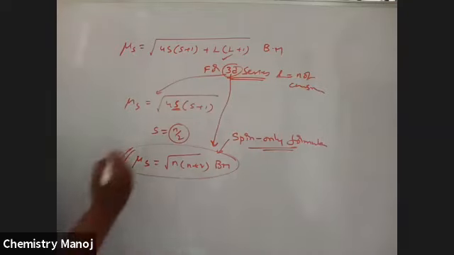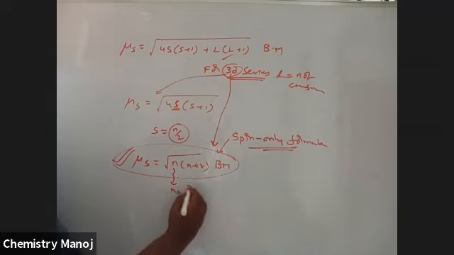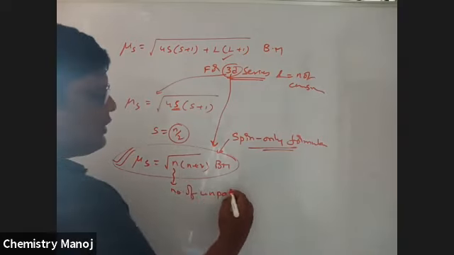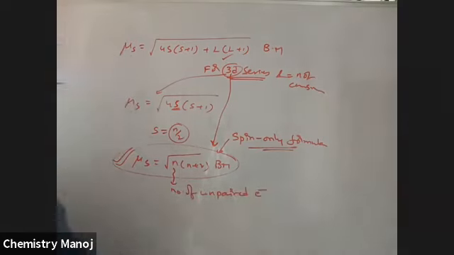Here n is the number of unpaired electrons. Number of unpaired electrons, that is the n value. So let us see some examples.